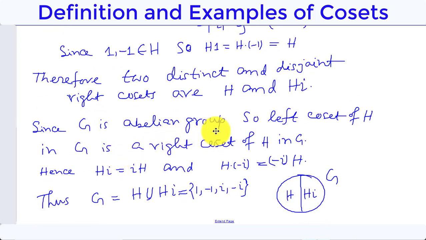Since G is a cyclic group, it is an abelian group. So the left coset of H in G is a right coset of H in G. Hence, right coset Hi is equal to left coset iH, and right coset H minus i is equal to left coset minus iH. Thus, G is equal to H union Hi is equal to {1, minus 1, i, minus i}. So, G is the union of two right cosets H and Hi.